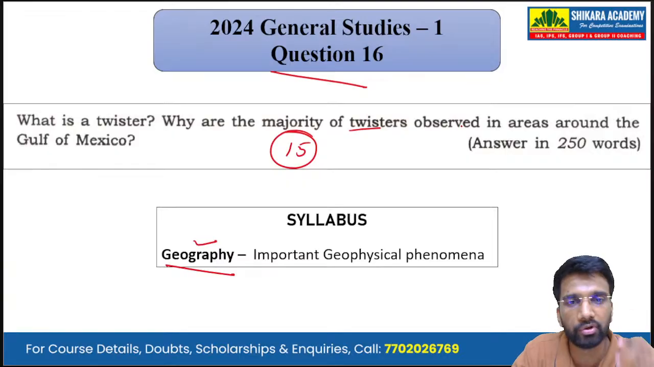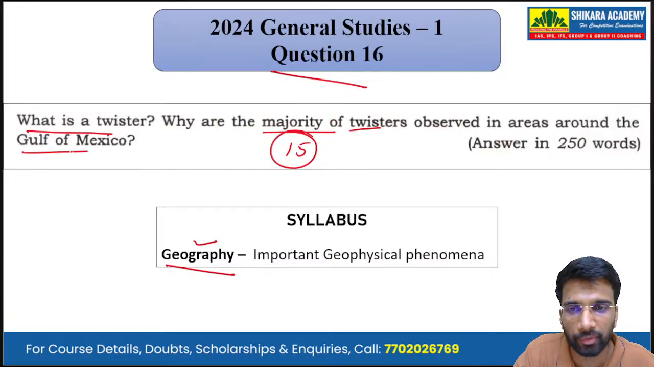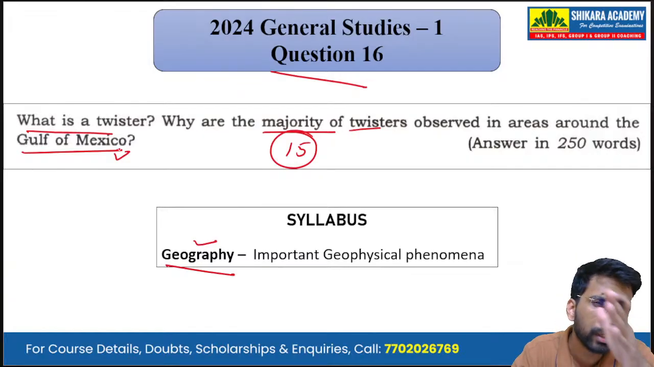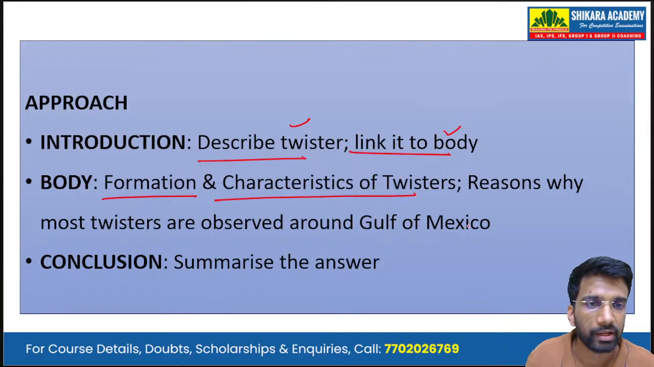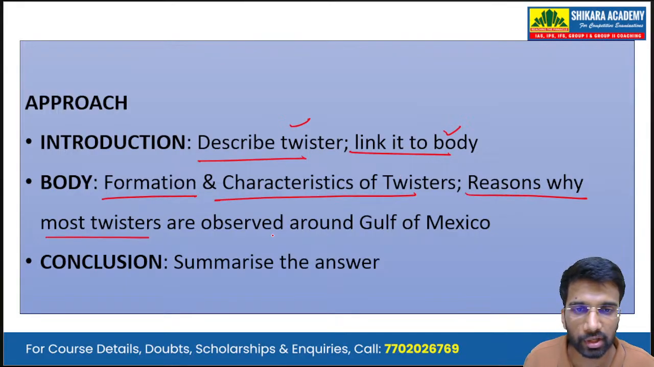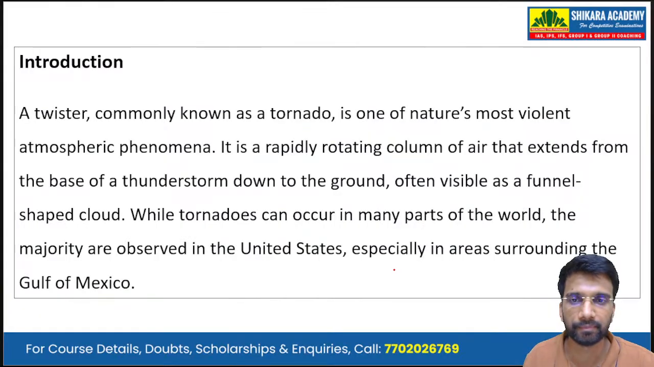And the question says we have to define the twister and we have to give the reasons why the majority of twisters are observed around the Gulf of Mexico, that is on the eastern side or the southeast side of the US. So in the body, we'll write about the formation and characteristics of twisters, reasons why most twisters are observed around the Gulf of Mexico, and in conclusion, we will be summarizing the answer.